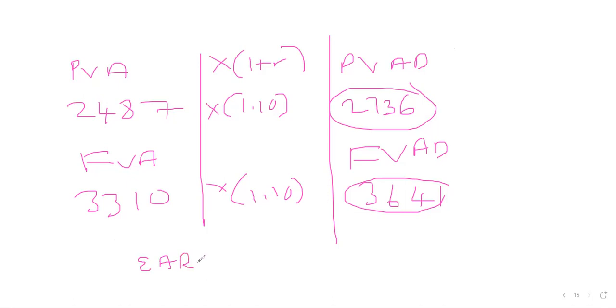What is the formula for effective annual rate? 1 plus R over M, close brackets to the power M, minus 1. Okay, correct. All right. Question number 3.